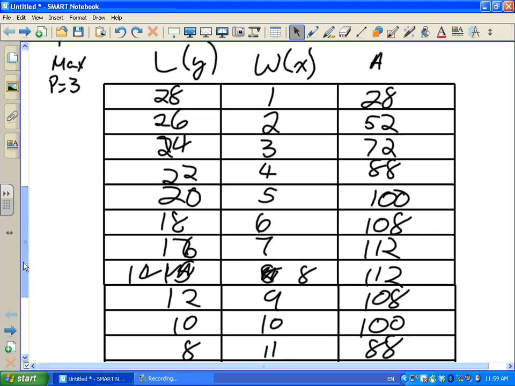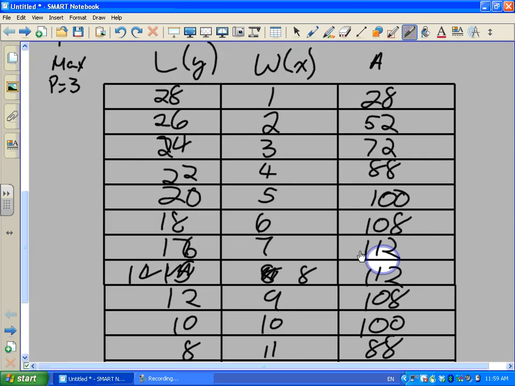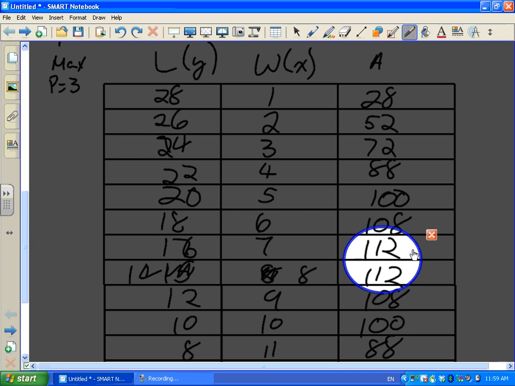If you guys look, we have a whole ton of numbers. Made a little mistake here. What we're looking for is a max area, okay? So we knew we had 30 meters of perimeter. Our max area, it looks like I have 2 numbers that are the exact same. I have 112 and 112. They're both the 2 highest numbers.